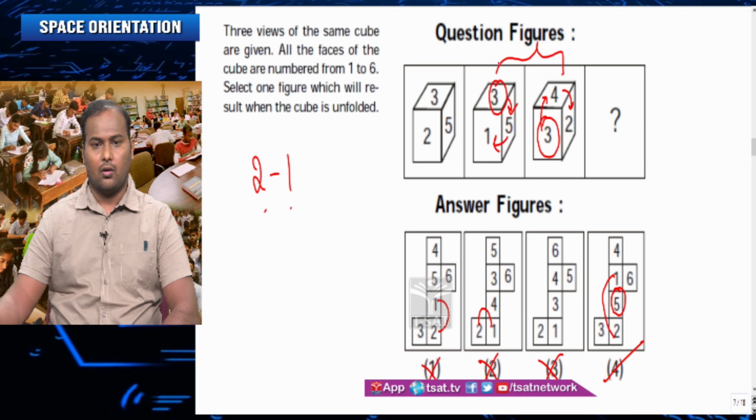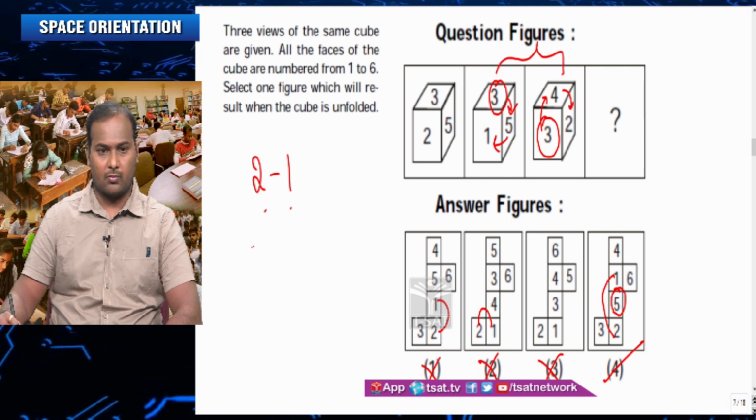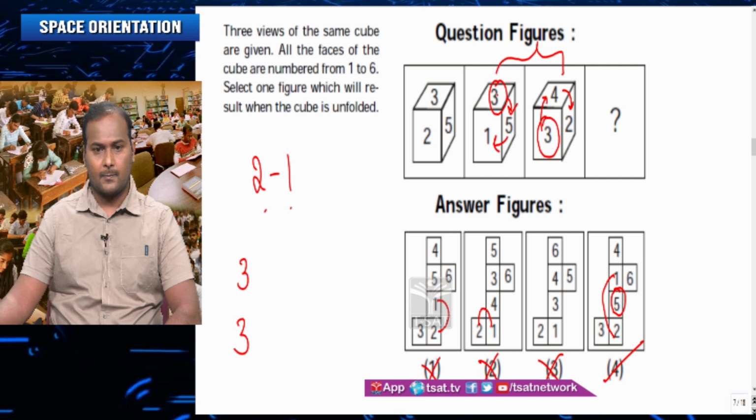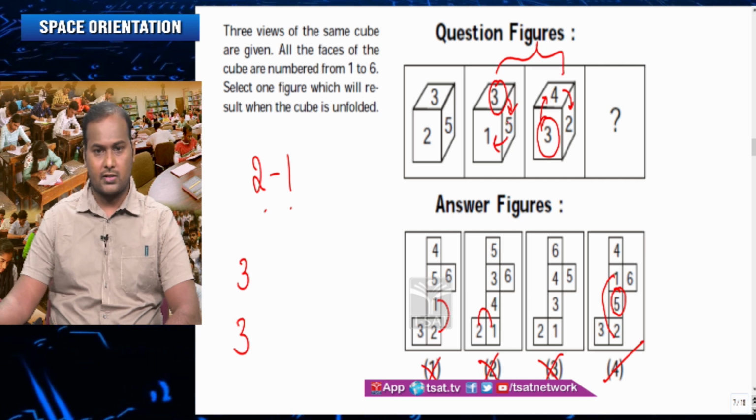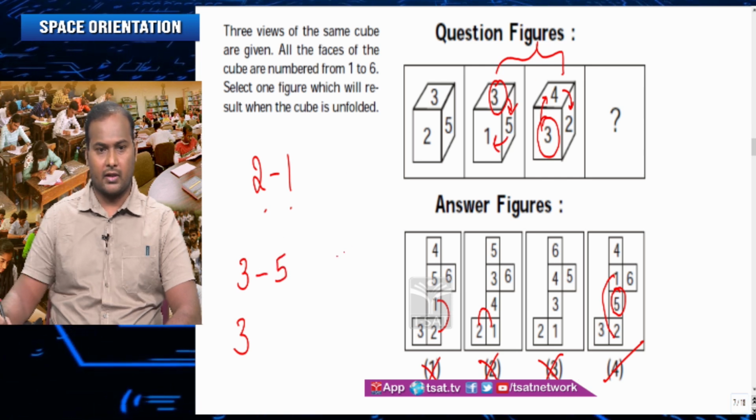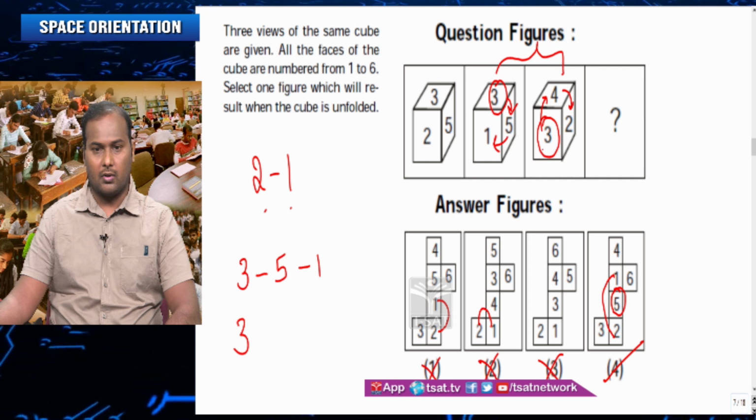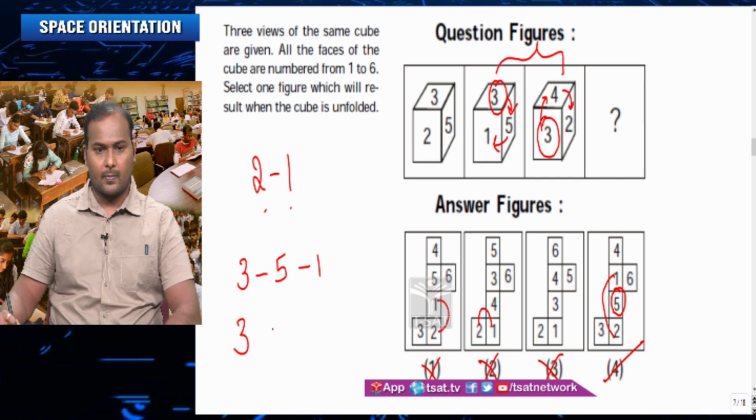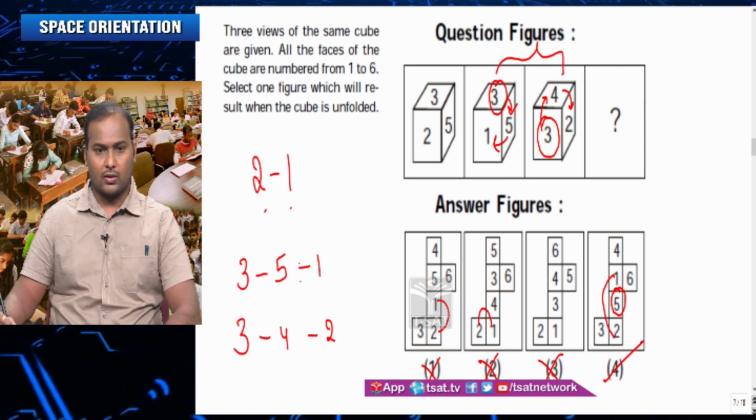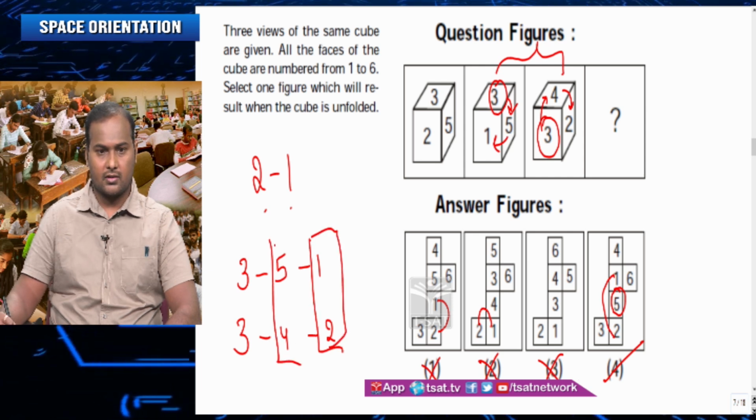Now what we have to do is write down the common first between these 2 dice. 3 is the common. Here also 3 is the common. From the common, in the middle cube, I move clockwise, I got 5, and again clockwise, I got 1. In the next cube, from the common 3, if I move clockwise, I got 4, and again clockwise, I got 2. So once you get this, you know that 1 opposite is 2, and 5 opposite is 4.